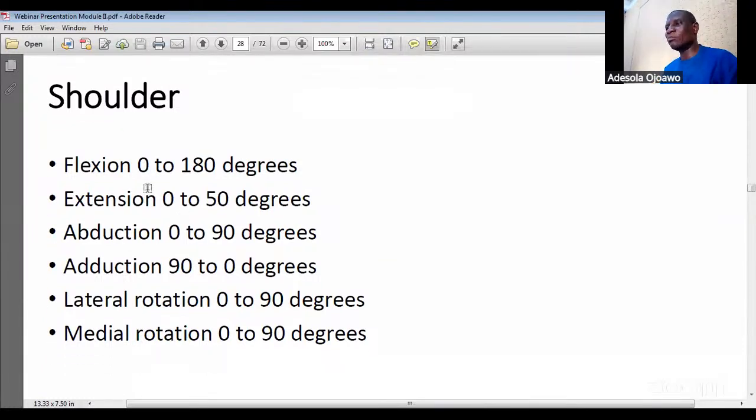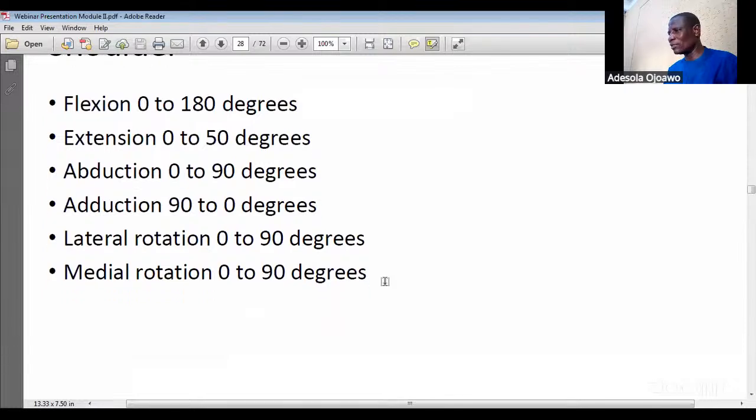So these are some of what we call the reference values of the shoulder joint. Flexion can be 0 to 180 degrees, extension can be 0 to 50 degrees, abduction can be 0 to 90 degrees, adduction can be 90 to 0 degrees, lateral rotation.